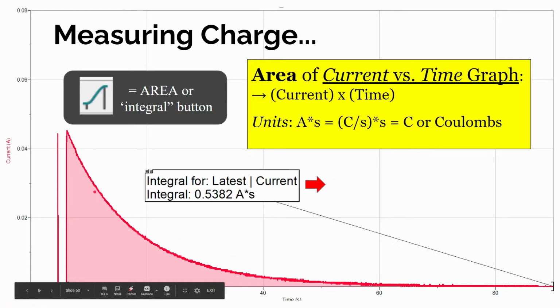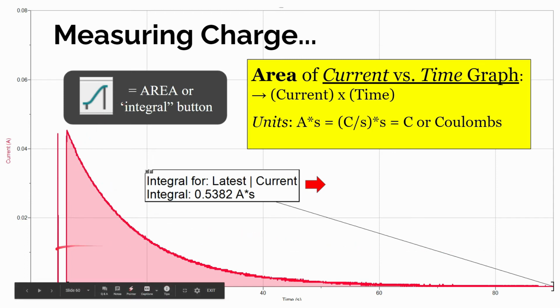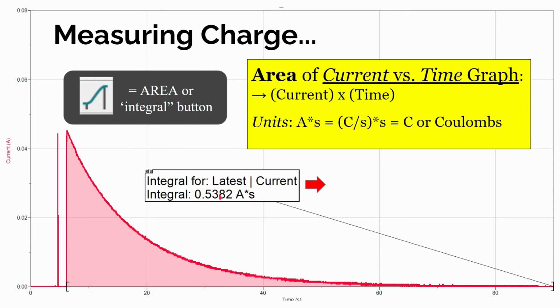So in order to do that, there's a button in Logger Pro that looks like this, and it's how you find the area under the data that's collected. And the fancy word for finding the area under some kind of graph is called an integral. So it's the integral button. So if you select the region where there is current, select this, hit the integral button. It will shade all this stuff in, and it tells you the value of that integral, which is again a fancy word for area. It's about 0.5382, but about 0.54 amp seconds.